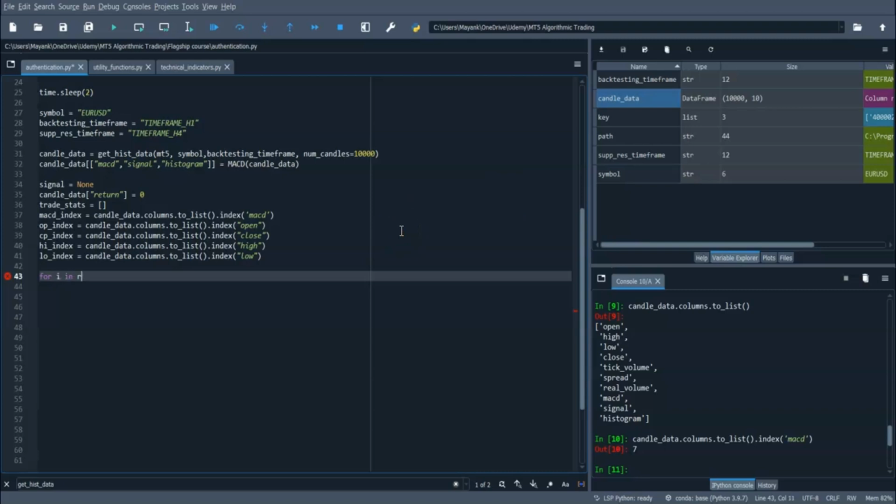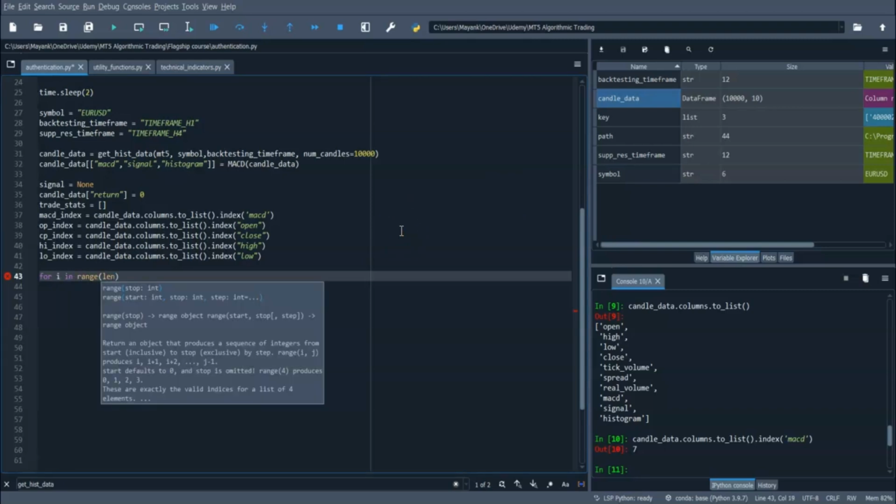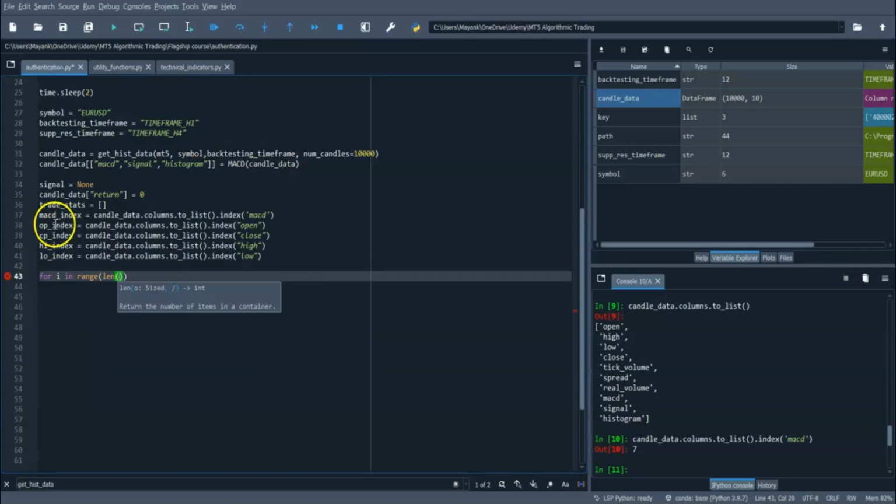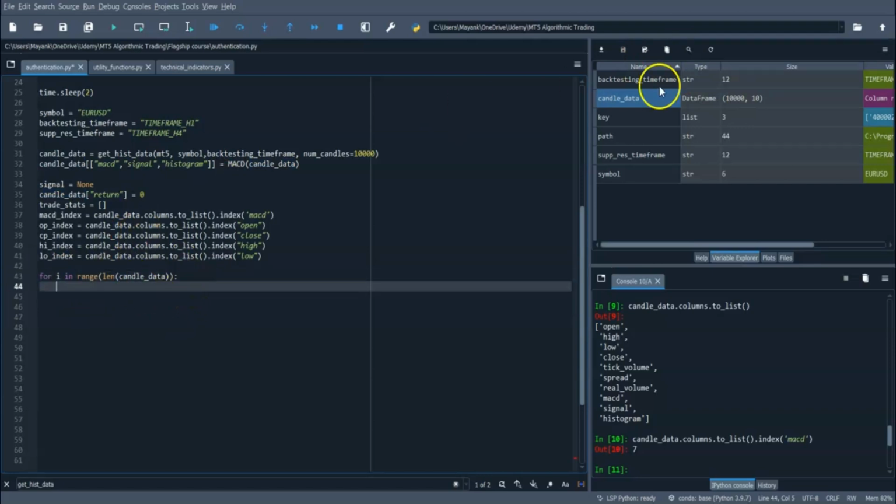So for i in range, length of the candle data. The length of candle data is 10,000, so this would go from 0 all the way till 9999. When we are iterating through every single row, the first thing that we have to check is whether we have an existing signal or not.